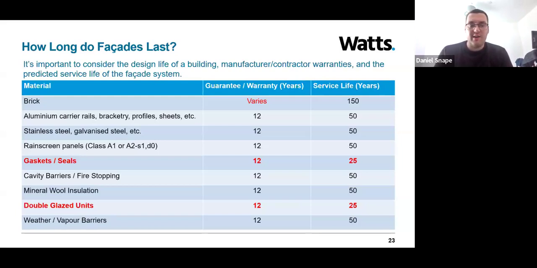The reason I've highlighted that is I think it shows the importance of making sure that good maintenance is put in place. Just because you have a facade system that might have a service life of 50 years doesn't mean it's going to achieve that 50 years. Items such as gaskets, seals, double glazed units, for example, do have a shorter service life, and therefore maintenance or replacement of those items can be required in order to achieve the general service life of the overall system.